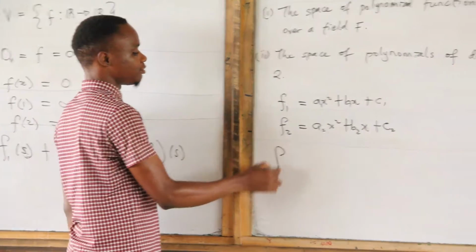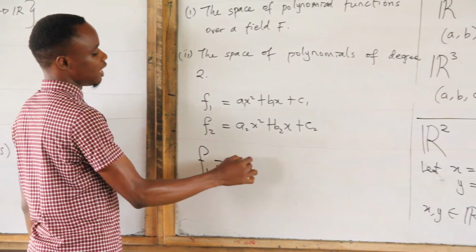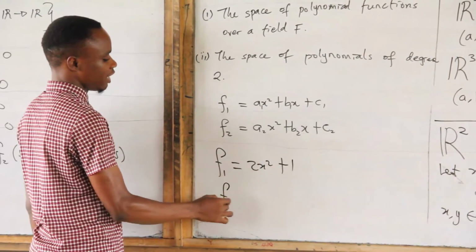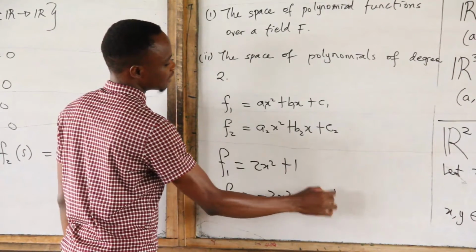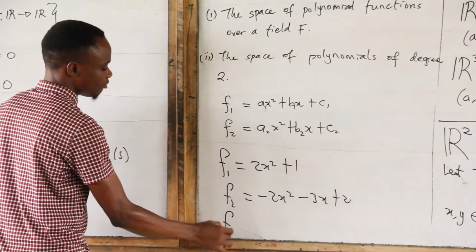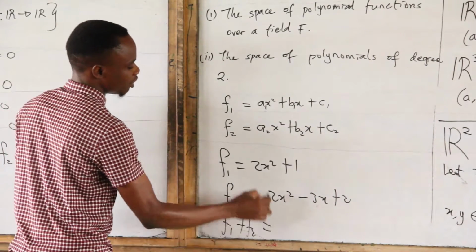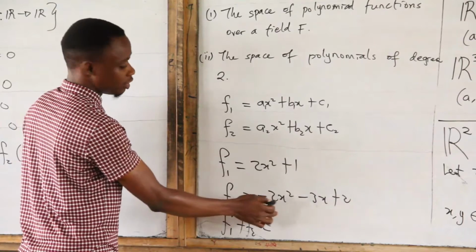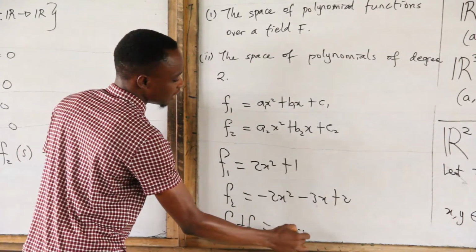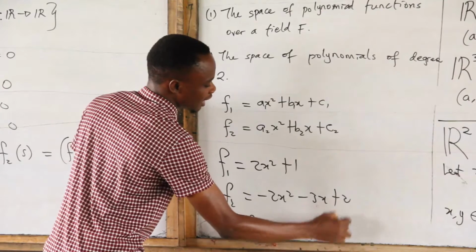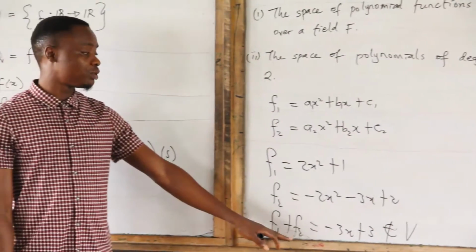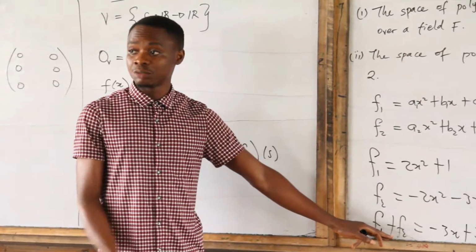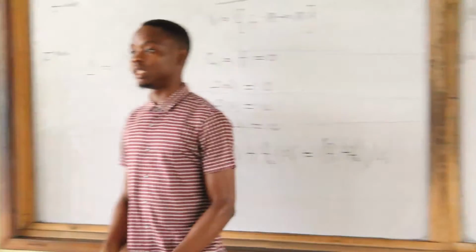For instance, you can have f1 equal to 2x squared plus 1, and f2 equal to minus 2x squared minus 3x plus 2. When you add the two, f1 plus f2, this is going to cancel this. You're going to have at the end of the day minus 3x plus 3, which is not an element of the vector space. That means this does not preserve addition, so it cannot be a linear vector space.